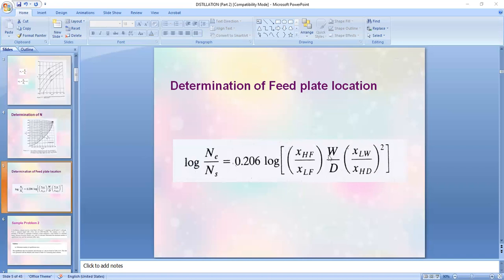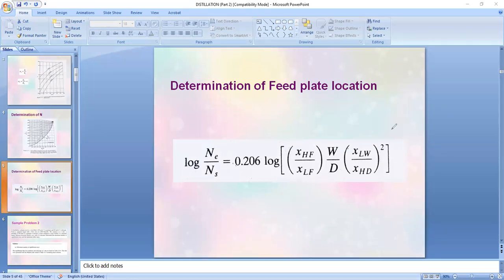You have here the amounts. So this W and the D refer to the amounts of the bottoms liquid and the distillate. This one will give you the ratio of the number of stages in the enriching section and in the stripping section.